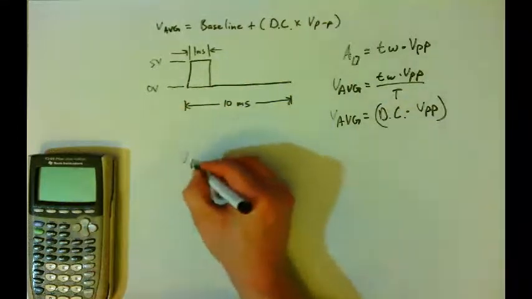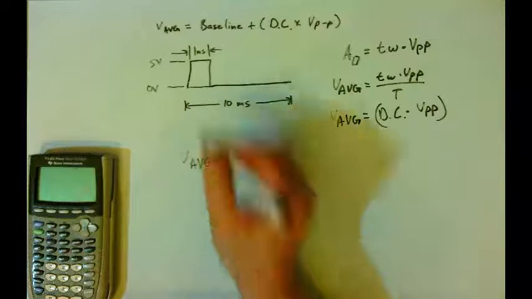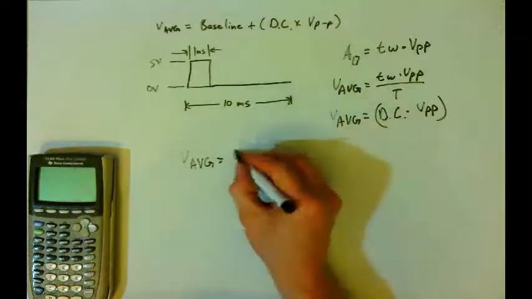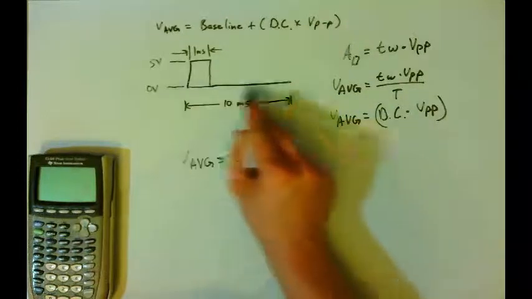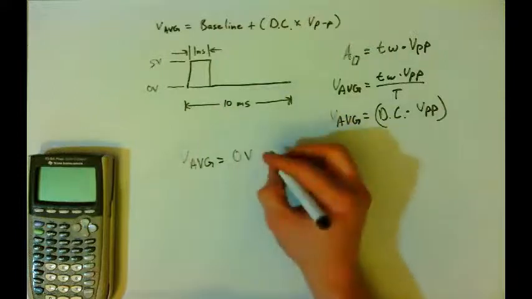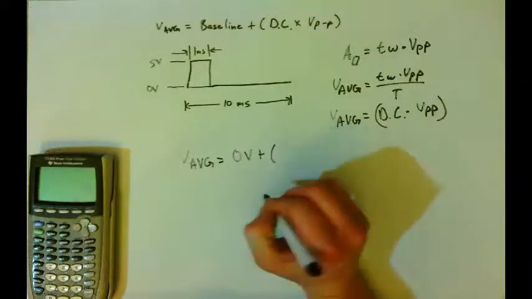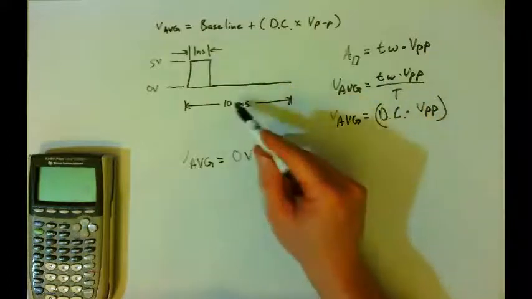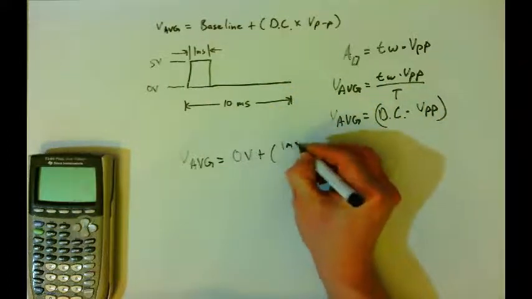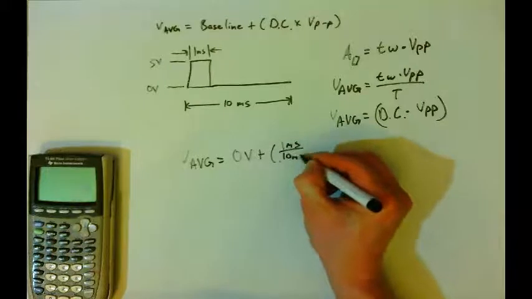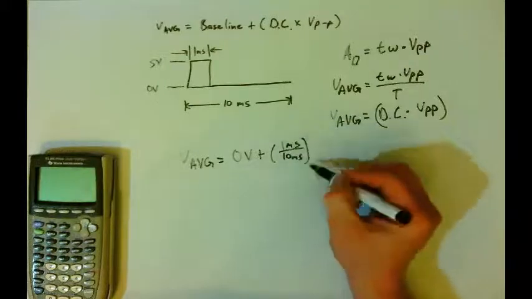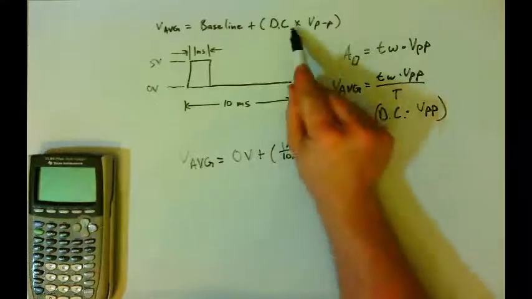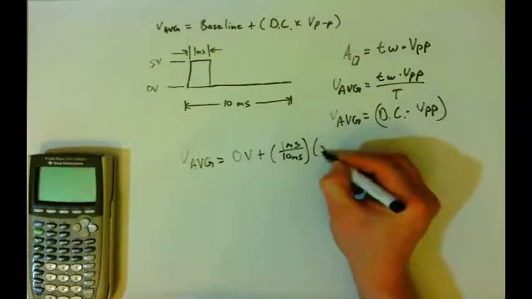The average voltage for this waveform would be the baseline voltage, which in this example happens to be 0, that's the lowest voltage of the signal, plus the duty cycle, which is going to be the pulse width divided by the period, so 1 divided by 10, and that's 1 millisecond divided by 10 milliseconds. The milliseconds here is going to cancel, times the peak-to-peak voltage, which is 5 volts.